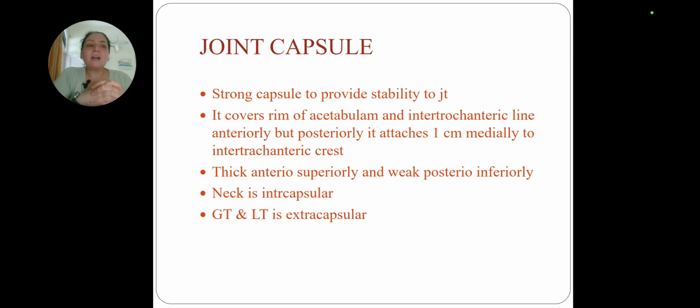Now this capsule basically covers the acetabulum and the intertrochanteric line. Can you see over here the intertrochanteric line? This was the intertrochanteric line. Anteriorly it covers the acetabulum and it covers till the intertrochanteric line, but posteriorly it is not covering the crest. It is 1 centimeter above. Medially it is covering only the head and the neck, but it is not covering the crest. Fine. And you can see anterior superiorly this capsule is thick, whereas inferiorly and posteroinferiorly it is weak. Fine. And the neck is intracapsular, whereas the trochanters, that is the greater and the lesser trochanter, are extracapsular. Fine. So do you understand?